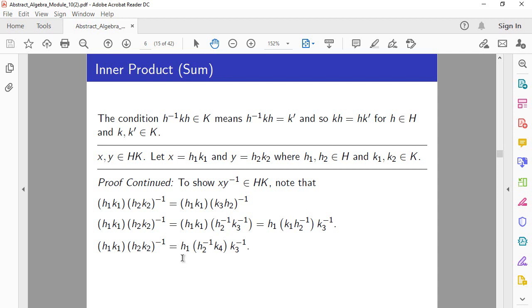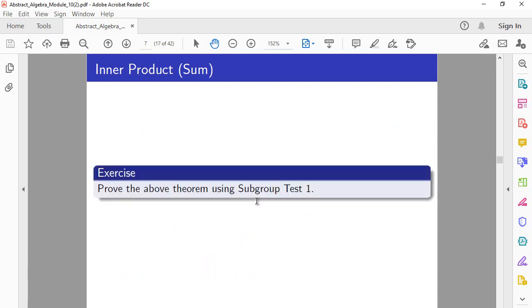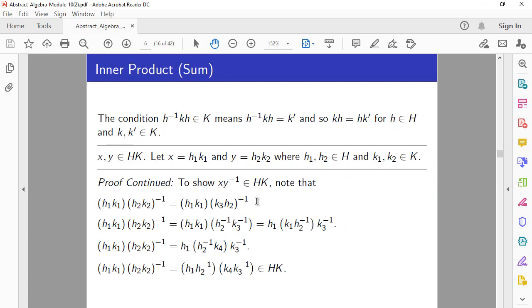Now we're going to group together the H's and the K's. If we do that, then this is obviously an element of H because H is a subgroup of G, so it's closed under products like this. And K is a subgroup of G, so this is also closed under products like this. So then I see that this element is in H and this element is in K. So this product will belong to the product HK. So there we go, we have that XY inverse belongs to HK. And that completes the proof that HK is a subgroup of G.